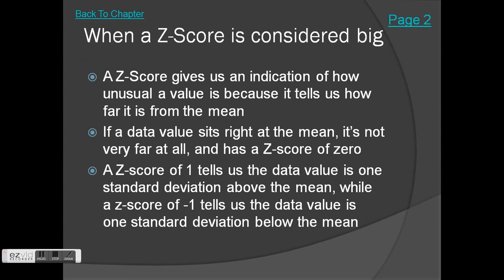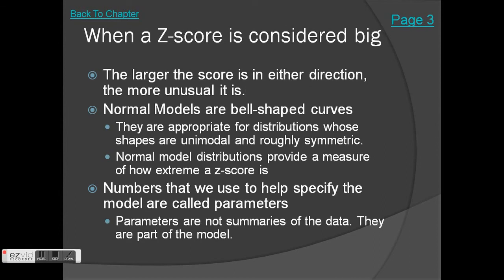When is a z-score considered big? A z-score gives us an indication of how unusual a value is because it tells us how far it is away from the mean. If a data value sits right at the mean, it's not very far at all, and the z-score is 0. A z-score of 1 tells us the data value is 1 standard deviation above the mean, while if it's negative 1, the data value is 1 standard deviation below the mean. The larger the z-score is, in either direction, the more unusual it is.